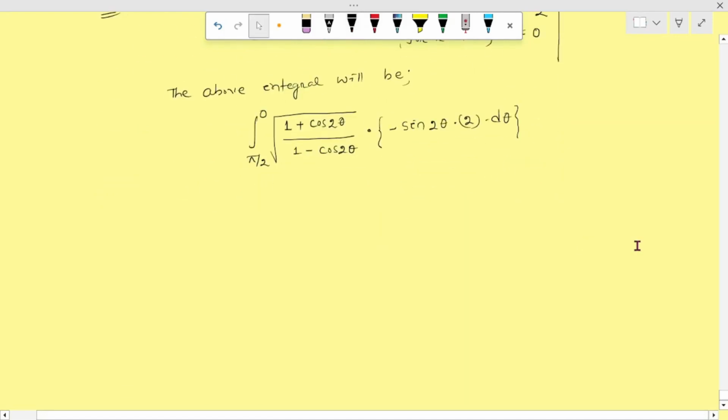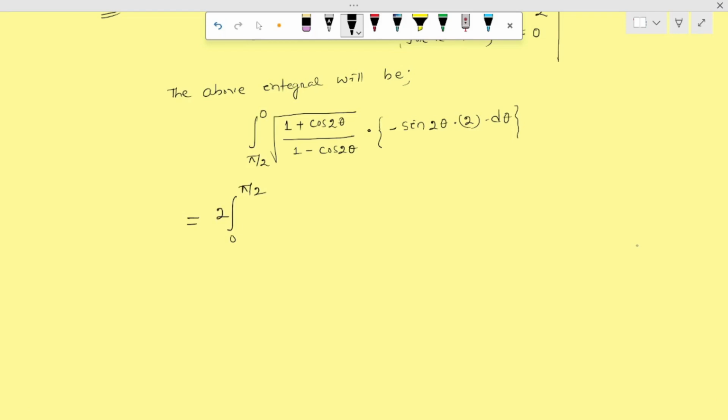Okay, here if I'm going to consider minus 1 is going to be interact with this integration, then the limit will be altered. So it will be 0 to pi by 2. Here 2 is a constant taken outside of this integration. Due to the minus sign, this limit changed.